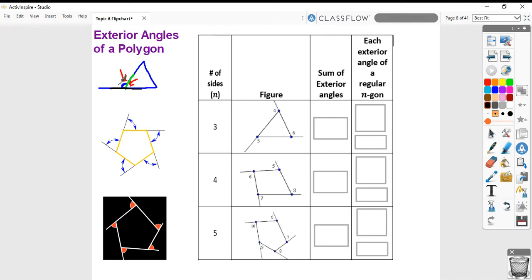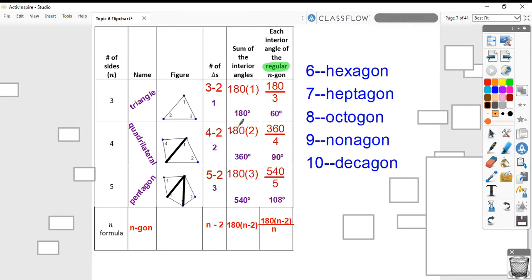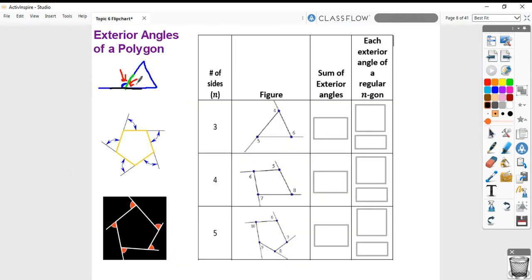Now, because of that linear pair setup, and because of the way the interior angles always add up to some multiple of 180, because of the setup of the interior angles and because of this linear pair relationship, the sum of the exterior angles on any polygon is always 360. Every single time, no matter what, it's always 360 degrees.